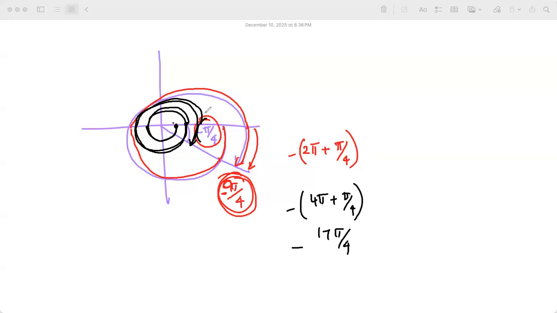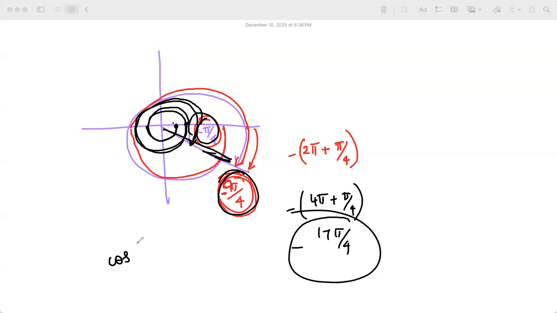So whether you call it minus pi by 4, minus 9 pi by 4, or minus 17 pi by 4, the value is the same. If they ask you what is cos of minus 17 pi by 4, whatever value you had written here, remember root 2 by 2, positive. So this was cos, right? This will be root 2 by 2. Does that make sense?